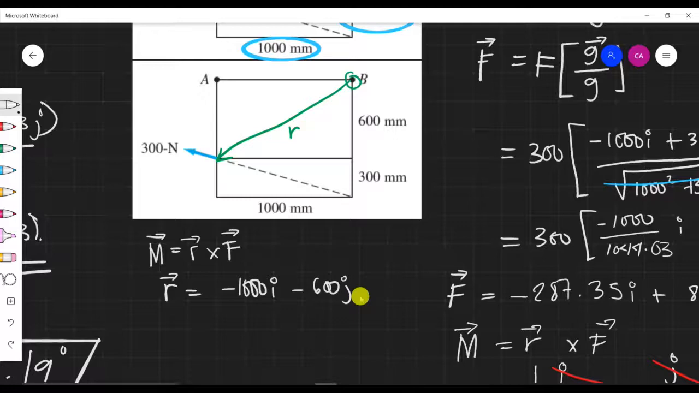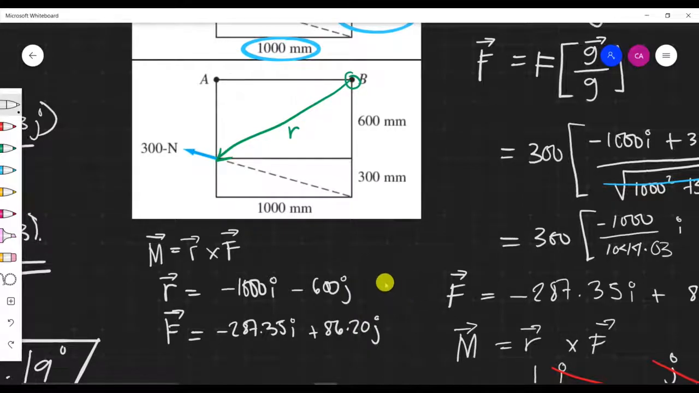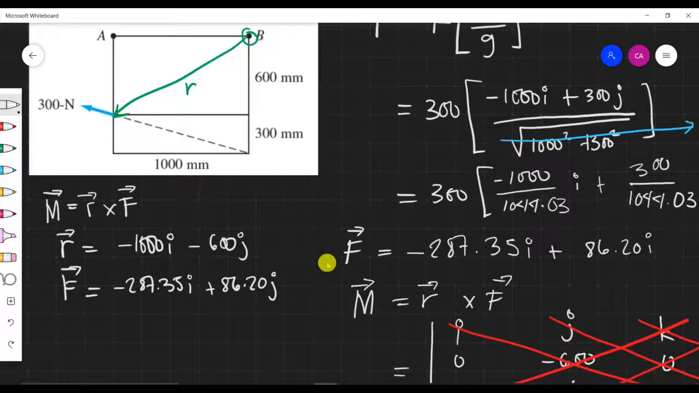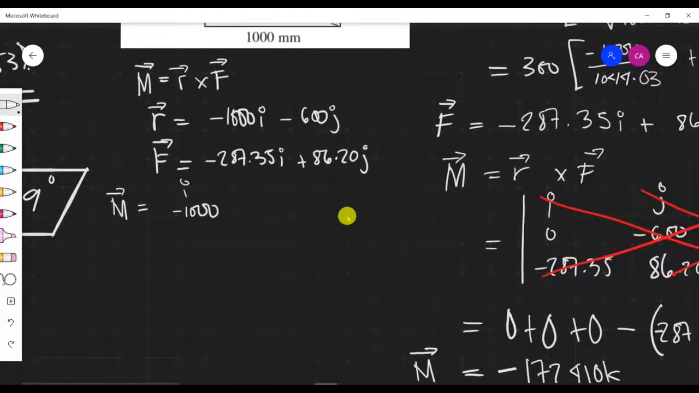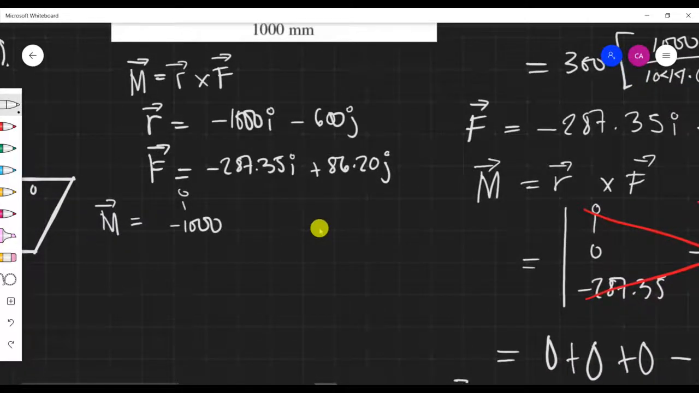Okay? Yung ating right hand rule, ha? So, yung F natin, wala namang nagbago, which is negative 287.35 I. Yun pa rin siya, plus 86.2 J. Tama ba? Okay. J pala to. This is J. So, to multiply, M vector is equals to, sulat mo yung I, which is negative 1,000. Zoom in ko lang.